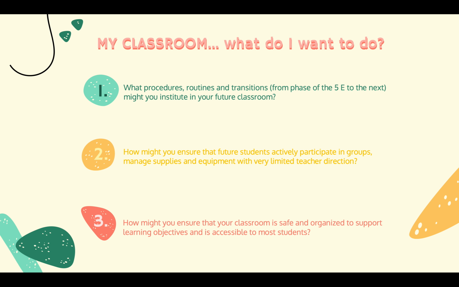And finally, number three, how might you ensure that your classroom is safe and organized to support learning objectives and accessible to most students? I think the main thing, and especially for the first two questions, is organization of the classroom. I think if the classroom is organized and the students understand why it is organized in that way, it will be safe and organized as well. Because if everything's working the way it should be flowing with the environment. And that is really important to me.